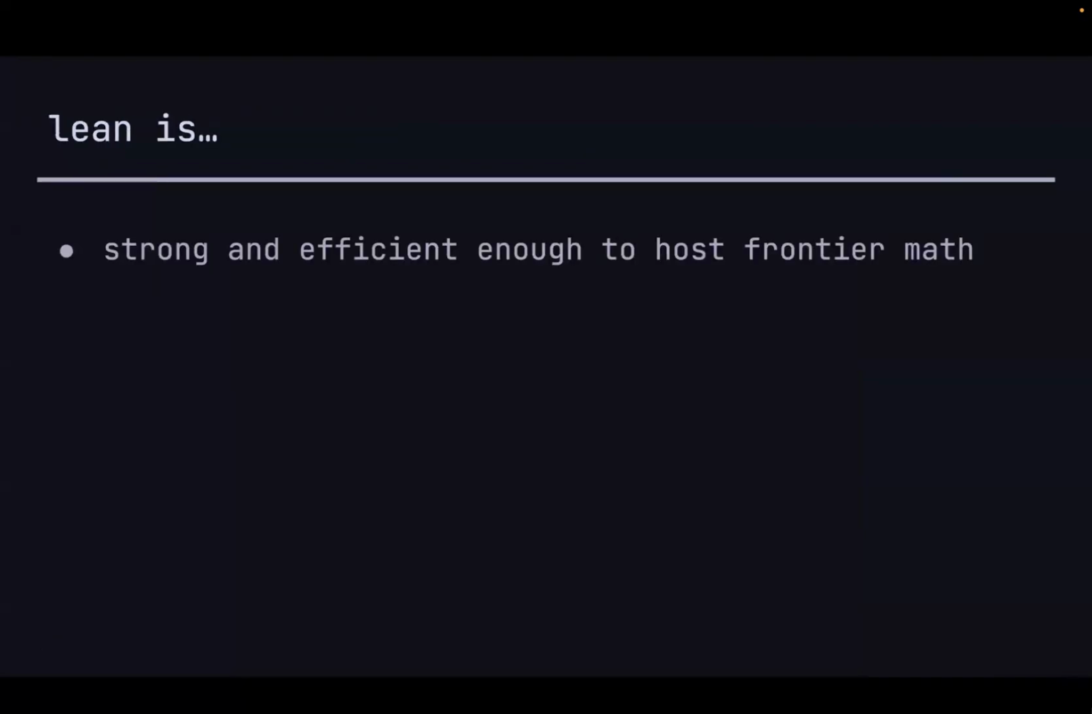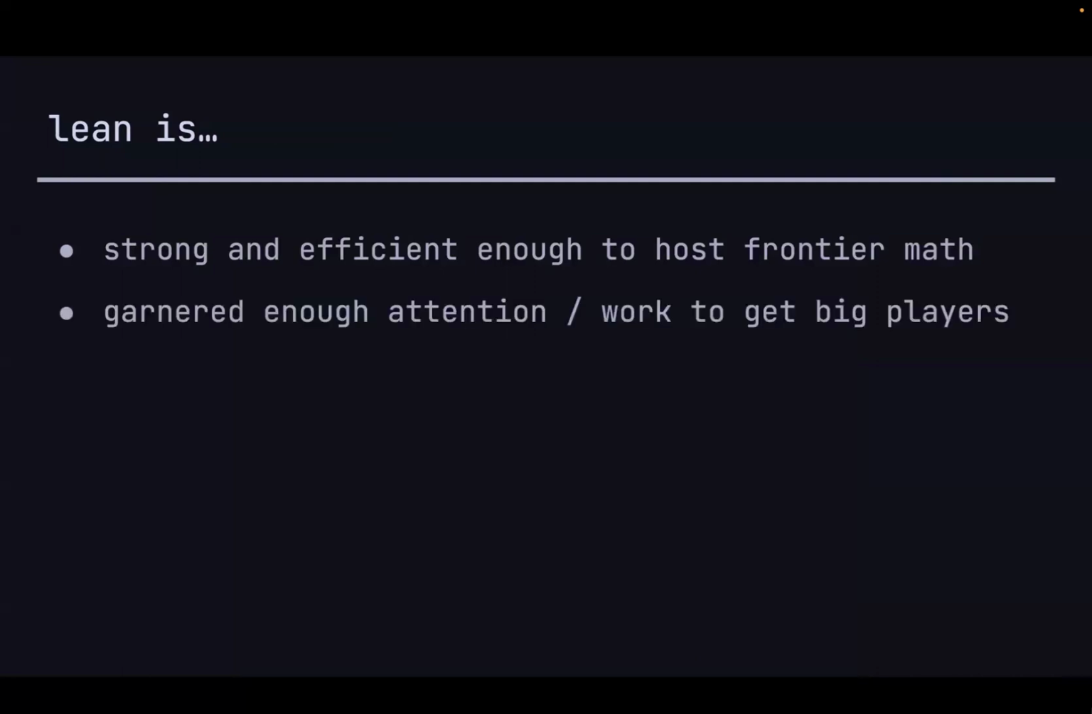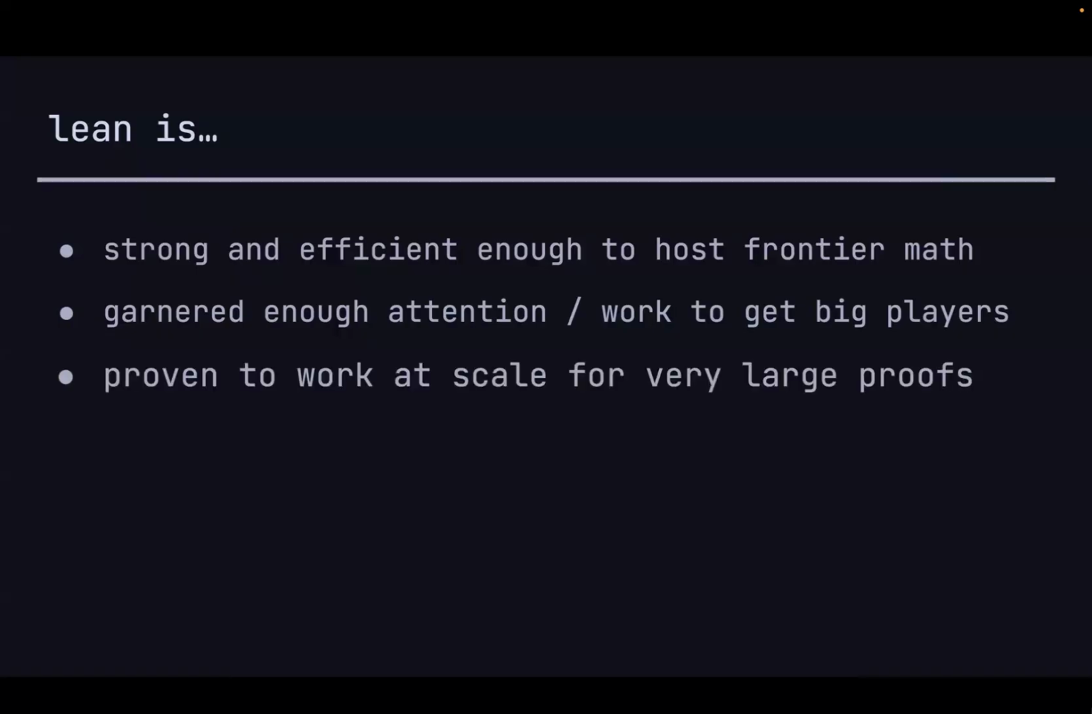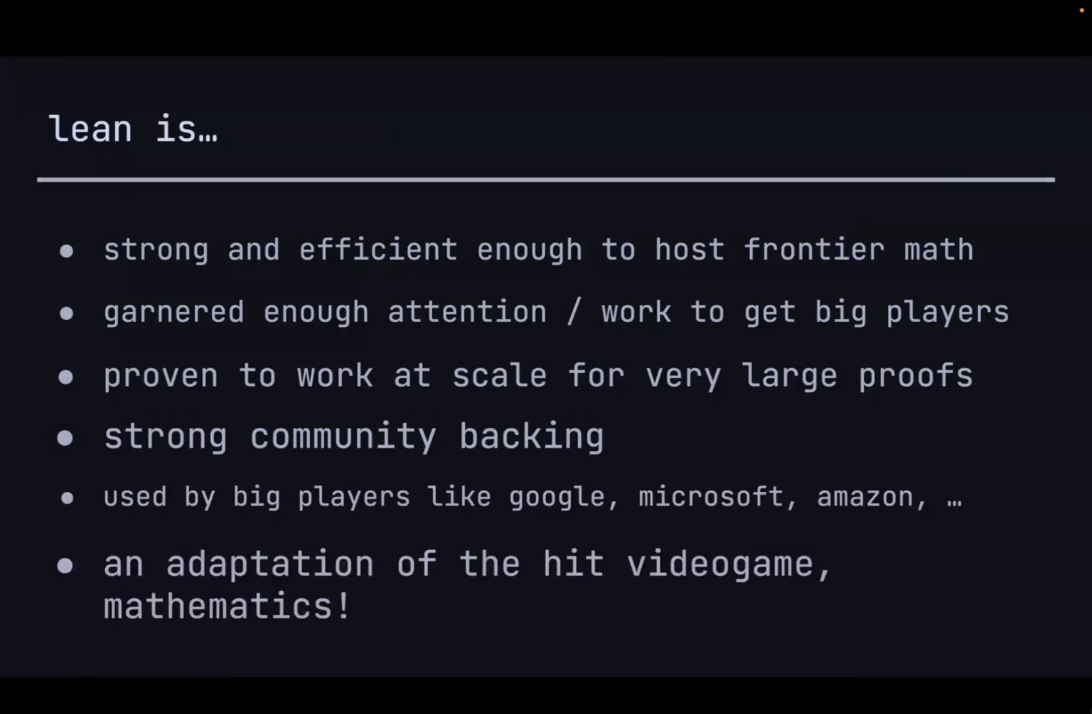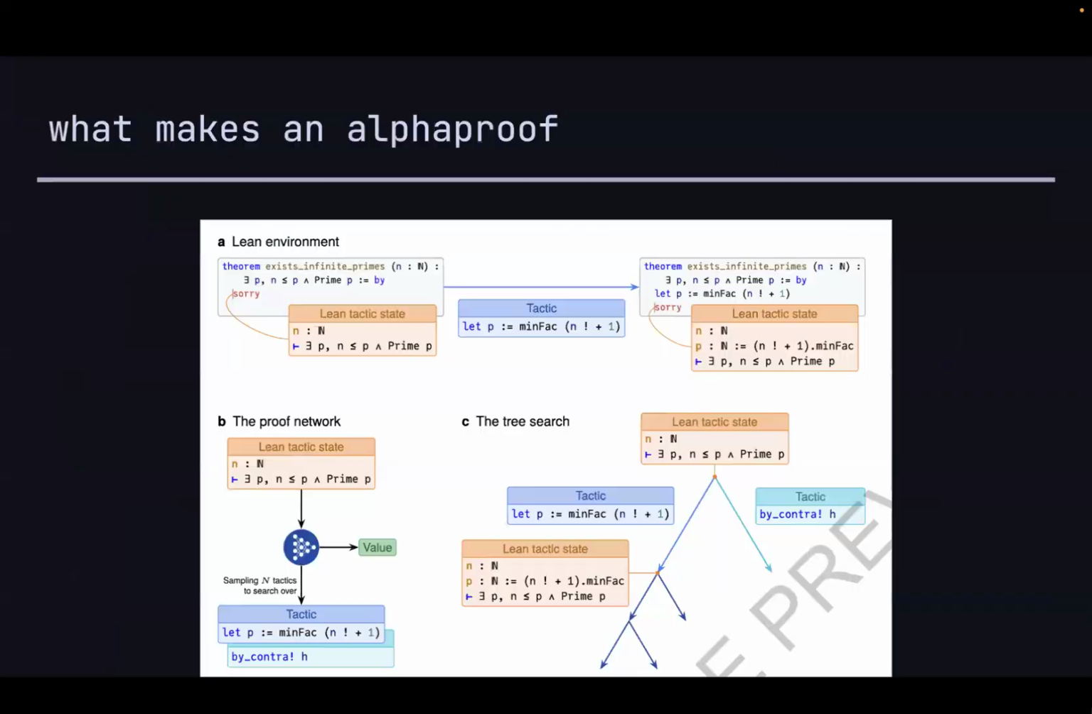And so, yeah, in conclusion, Lean is strong and efficient enough to handle frontier math. It has garnered enough attention and work from some big players like Terry Tao and Alex Kontorovich. It has proven to work at scale for extremely large projects; 6,000 lines of code would translate to like 100 pages of math proofs. It's a lot, potentially even more. It has strong community backing from the computer science, machine learning, and mathematics communities. It is also used by big players like Google, Microsoft, and Amazon, and it is an adaptation of the hit, like very old, video game mathematics. So now we enter AlphaProof.